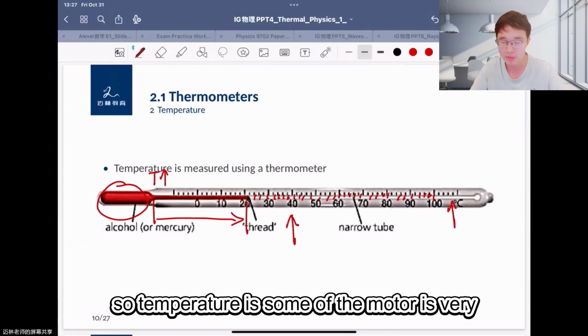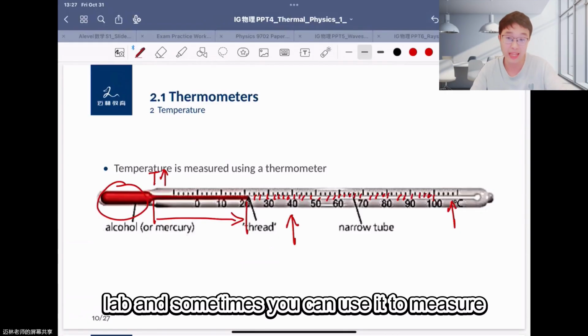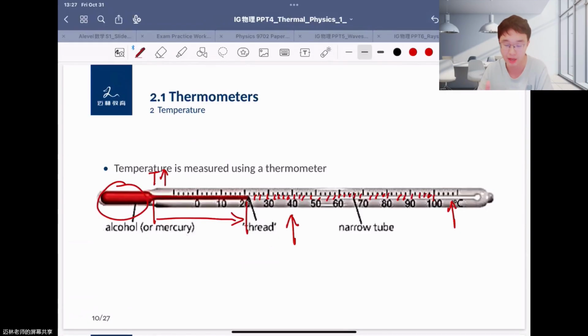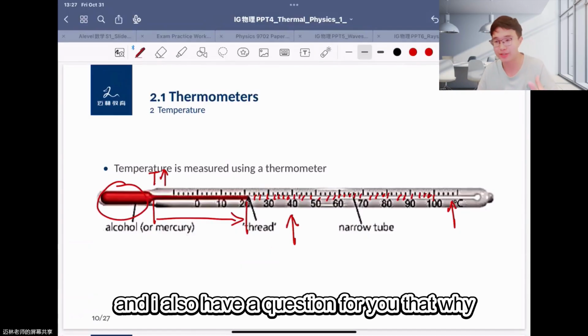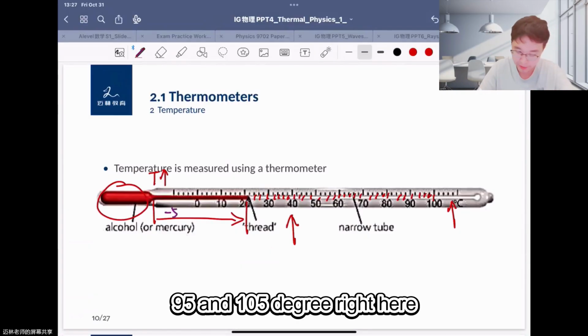Okay. So the thermometer is normally used in the lab, and sometimes you can use it to measure the temperature, okay? It's a very basic measurement. And I also have a question for you: why are there -5 and 105 degrees right here?